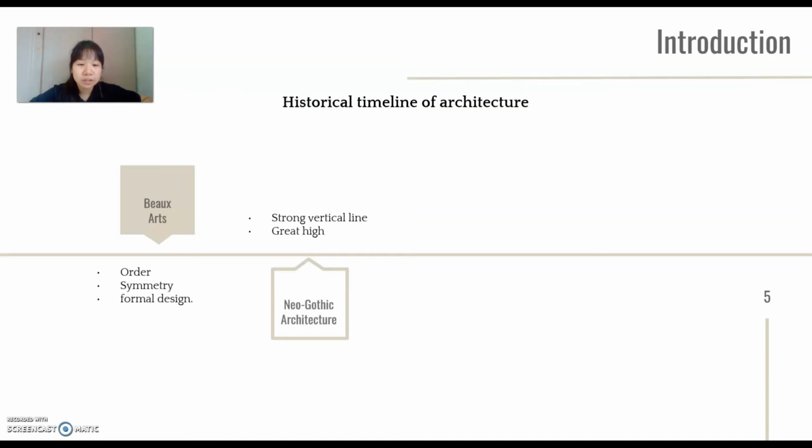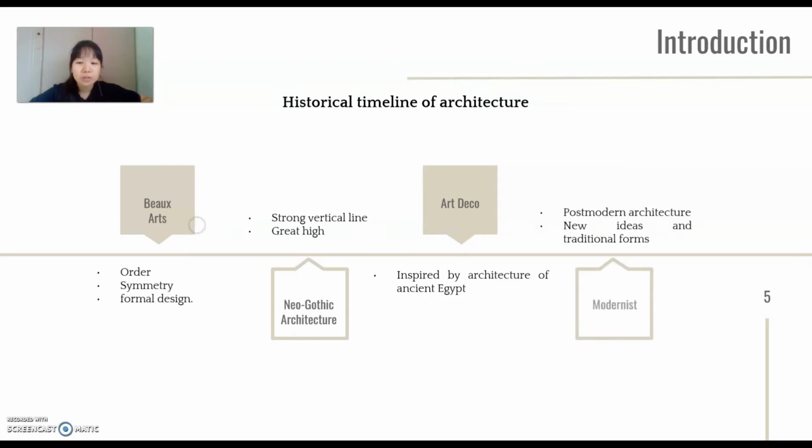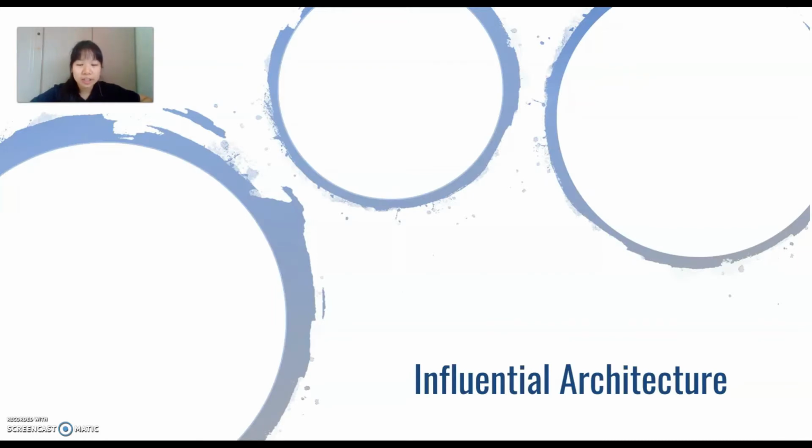In the early 20th century, the buildings have strong vertical lines and great height. This design is called Neo-Gothic architecture. And the development continued with Art Deco, and this design is inspired by the architecture of ancient Egypt. Today, the buildings around us are in modernist style, and it includes postmodern architecture that combines new ideas and traditional form.